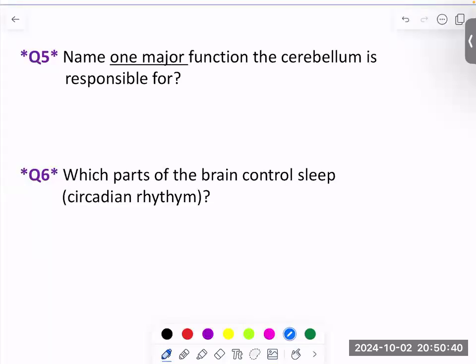What are you going to tell me? What is one major function of the cerebellum? Motor coordination. Perfect. Which parts of the brain control sleep? The pineal gland, the epithalamus. The epithalamus includes the pineal gland. They're kind of the same thing.